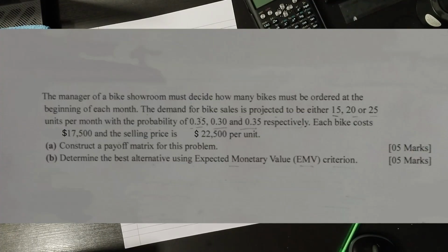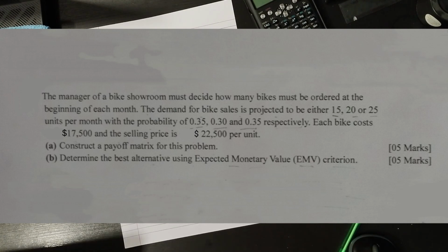The manager of a bike showroom must decide how many bikes must be ordered at the beginning of each month. The demand for the bike sales is projected to be either 15, 20, or 25 units per month, with a probability of 0.35, 0.30, 0.35 respectively. Each bike costs around 17,500 and the selling price is 22,500 per unit. So then you will get these two questions below.